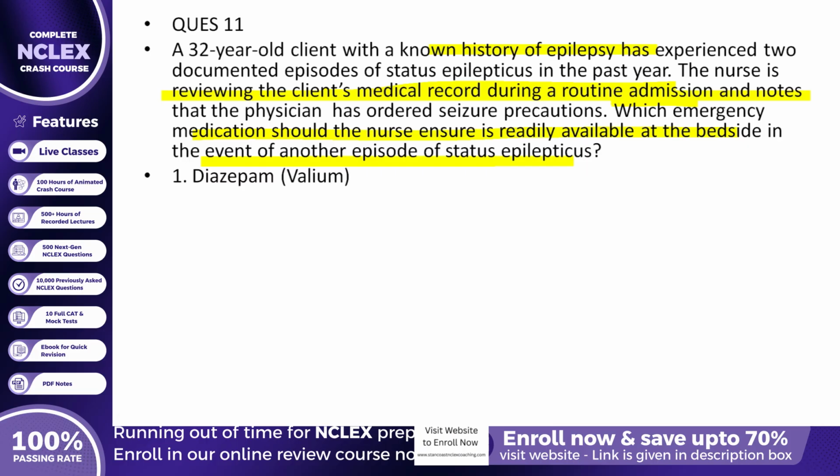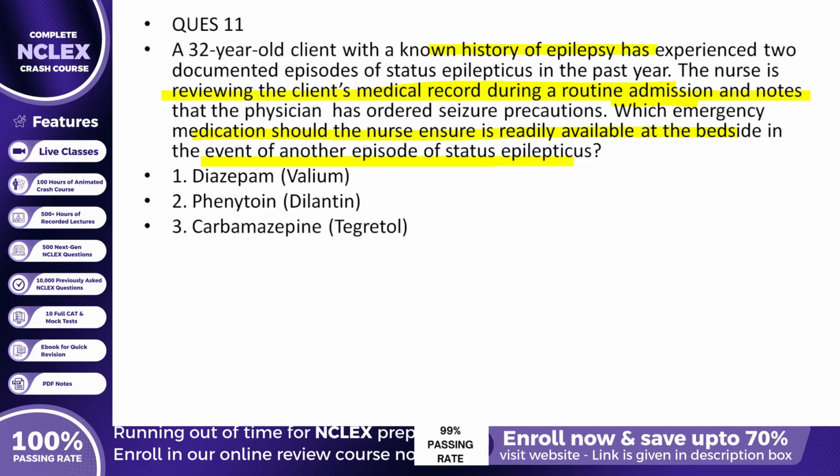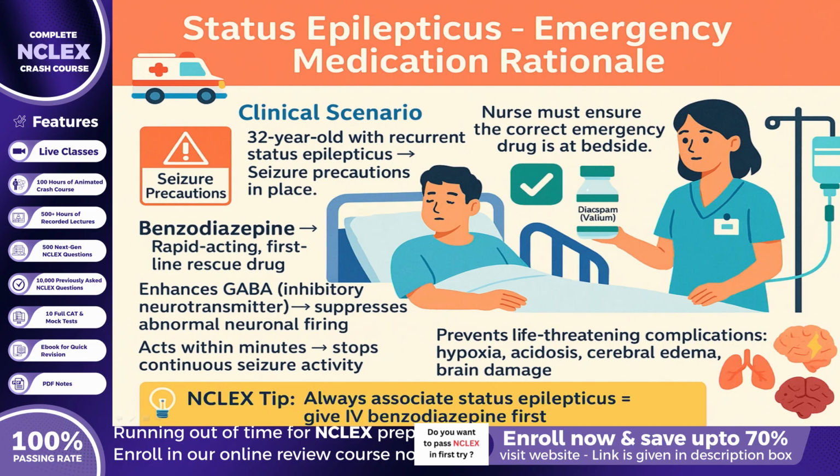The first option is diazepam, also known as Valium. The second option is phenytoin, or Dilantin. The third option is carbamazepine, commonly referred to as Tegretol. And the fourth option is phenobarbital sodium, also known as Luminal. The correct answer is option 1, diazepam or Valium. This drug is classified as a benzodiazepine and acts rapidly by enhancing the effect of gamma-aminobutyric acid, or GABA, which is the brain's primary inhibitory neurotransmitter.